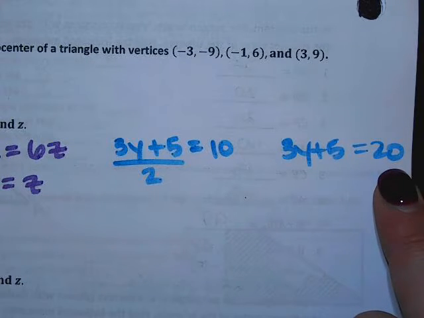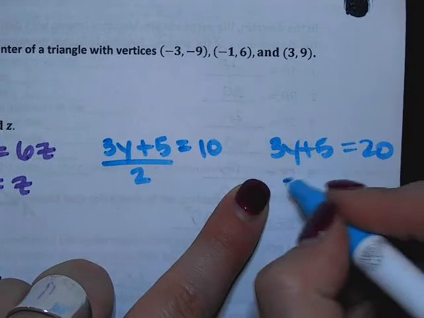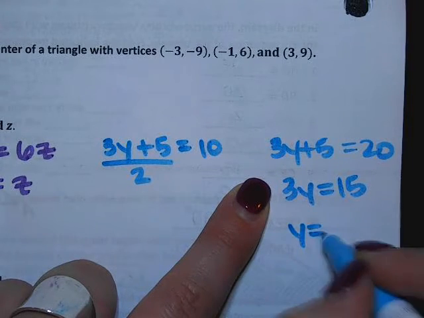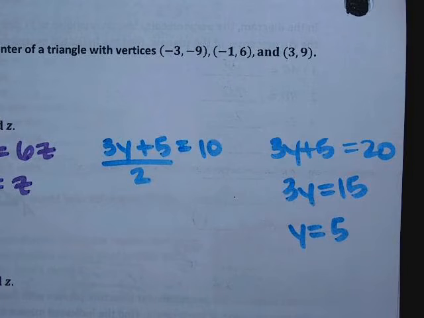Okay. So 3y plus 5 is 20. We subtract the 5 over. 3y is 15. Y equals 5. Okay. And then we can go ahead and do the very last one.